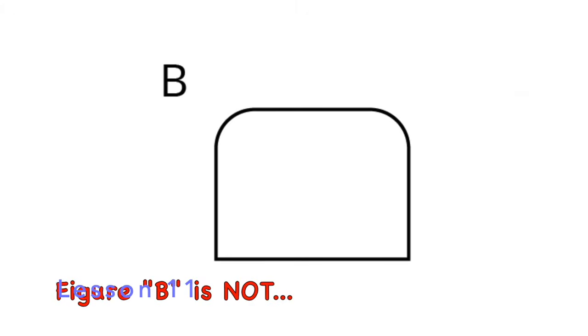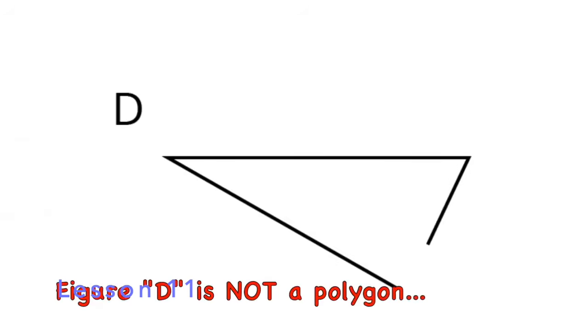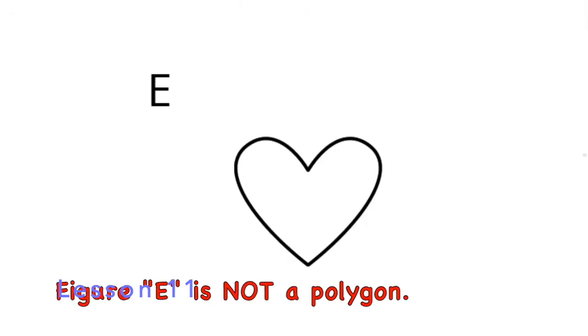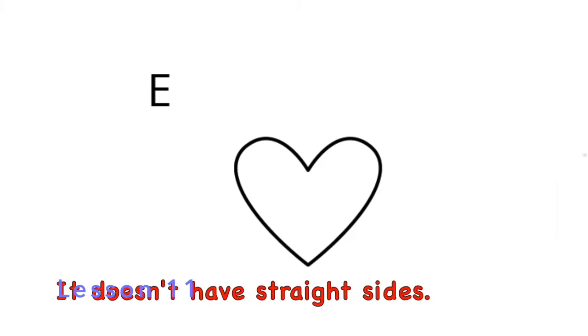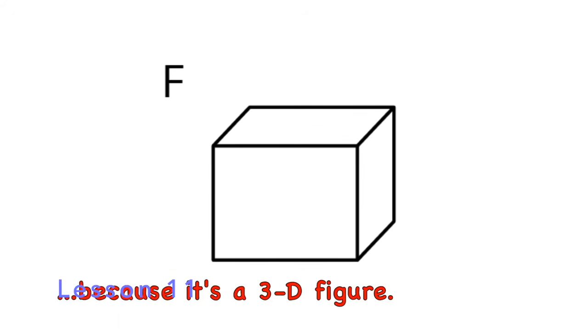Figure B is not, because of the curved sides. Figure D is not a polygon, because it is not a closed figure. Figure E is not a polygon. It doesn't have straight sides. Figure F is not a polygon, because it's a three-dimensional figure.